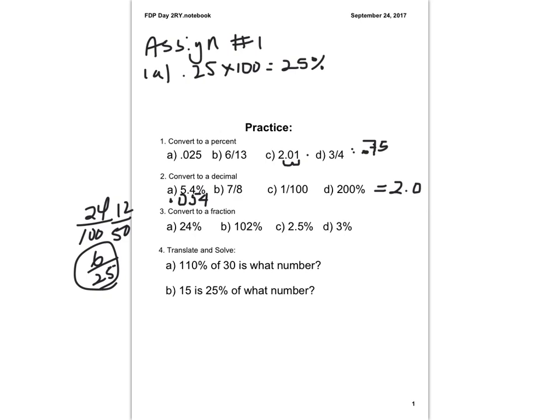You would do the similar thing here. 102 over 100 would give you 1 and 2 100ths, or 1/50th. You could also say 51 50ths. 2.5% divided by 100. What is that as a fraction?